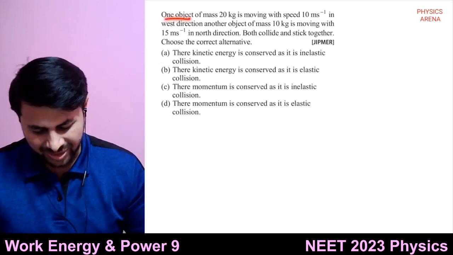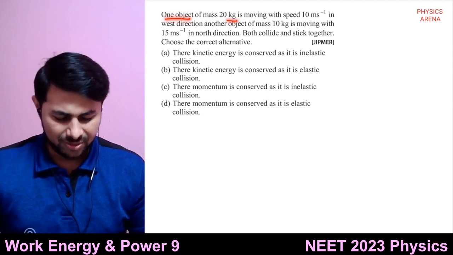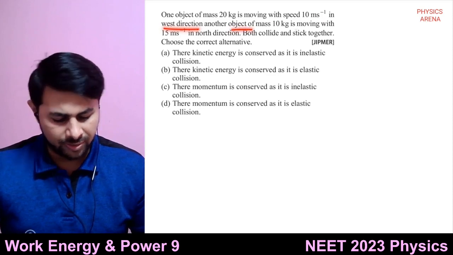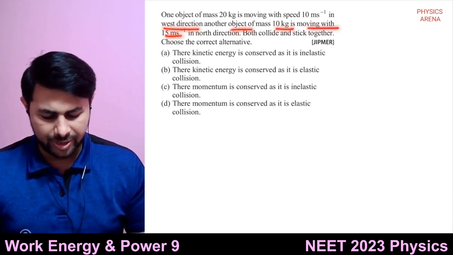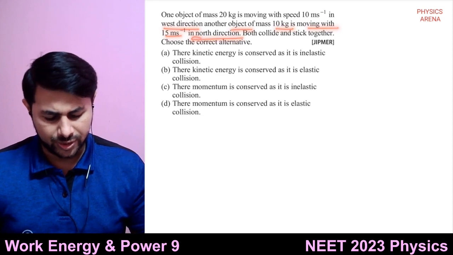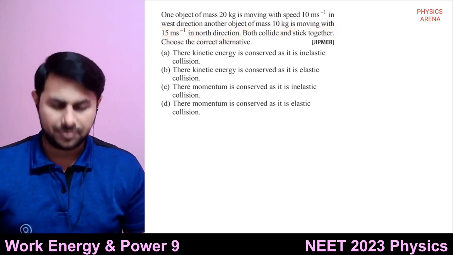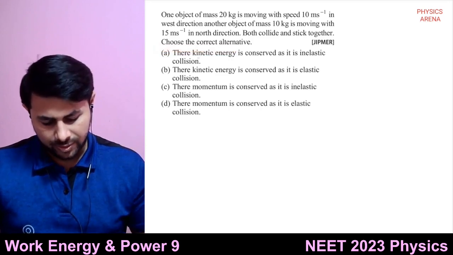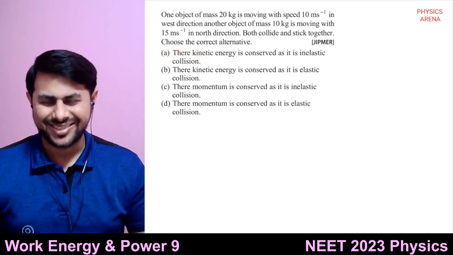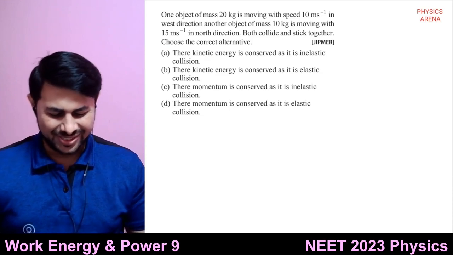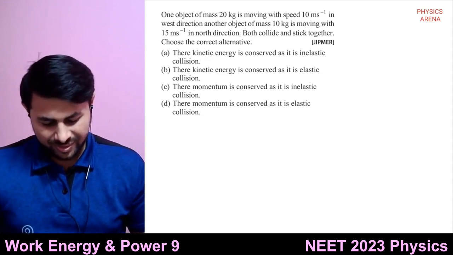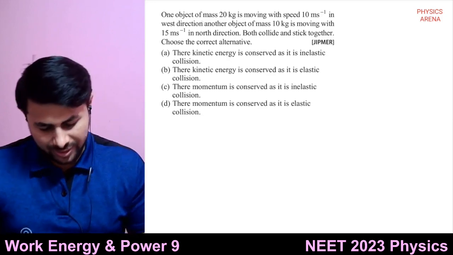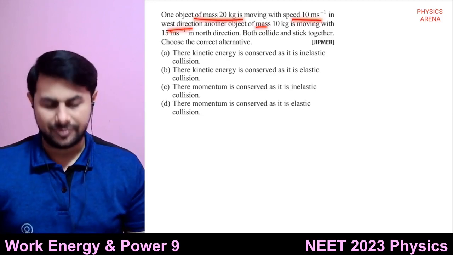Right? One object of mass 20 kg is moving with speed of 10 meters per second in west direction. Another object of mass 10 kg is moving with 15 meters per second in north direction. Both collide and stick together. Choose the correct alternative. So there is a big story in this, but it is just to distract. See, this is just a straightforward conceptual question, and these numbers don't matter.